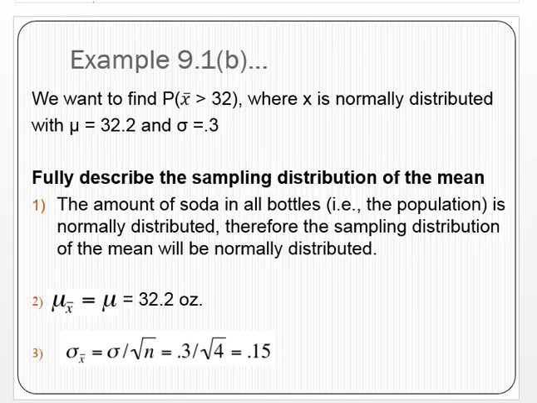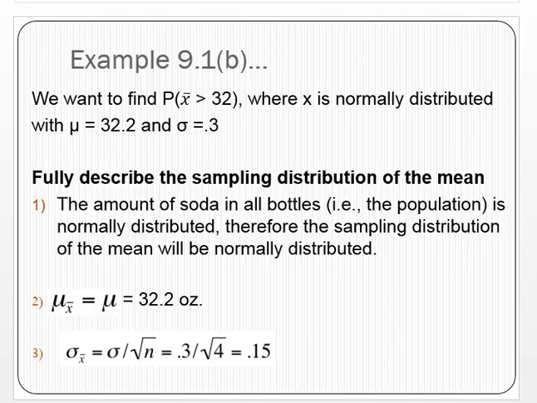The mean of the sampling distribution is equal to the mean of the population, which we said was 32.2. The standard deviation of the sampling distribution, so that's what these 2 symbols are, the mean of the X bars, the standard deviation of the X bars, is the standard deviation of the population divided by the square root of the sample size. That is 0.3 divided by the square root of 4, which is 0.15.